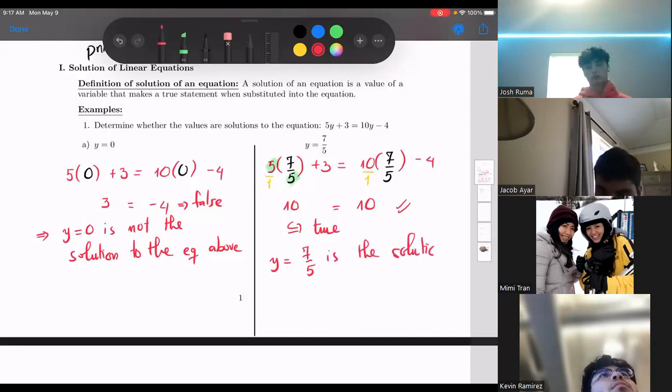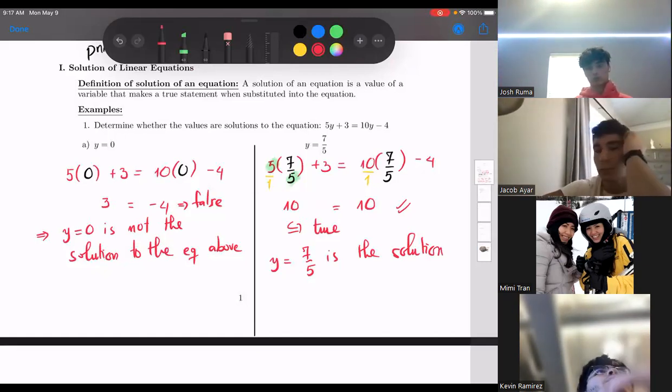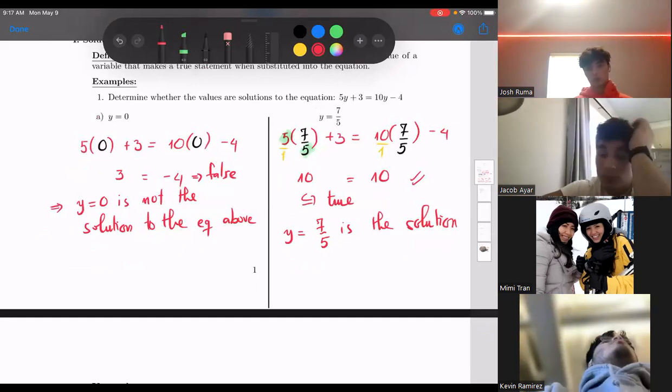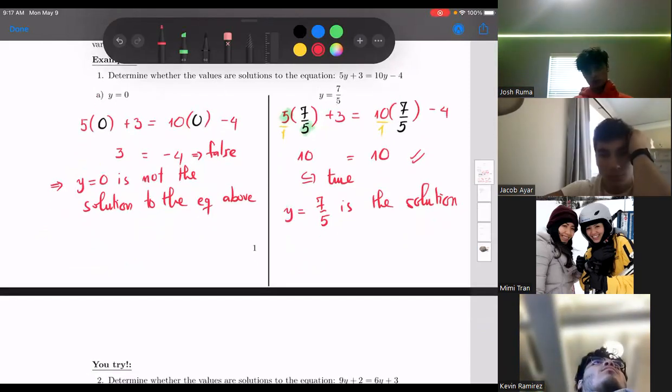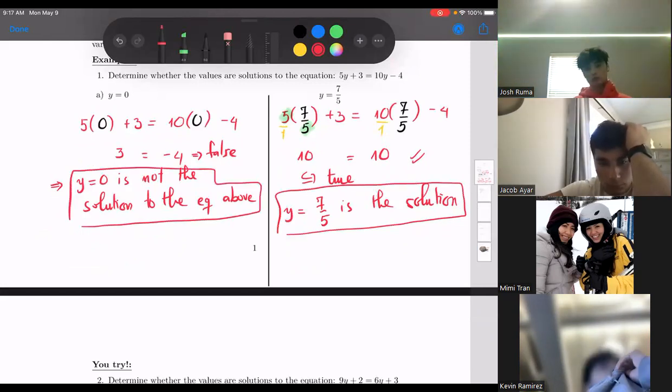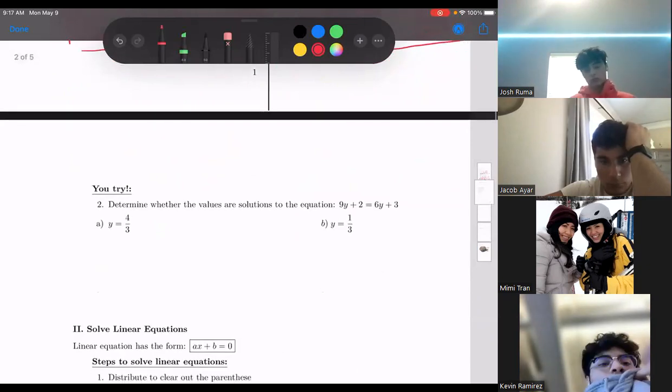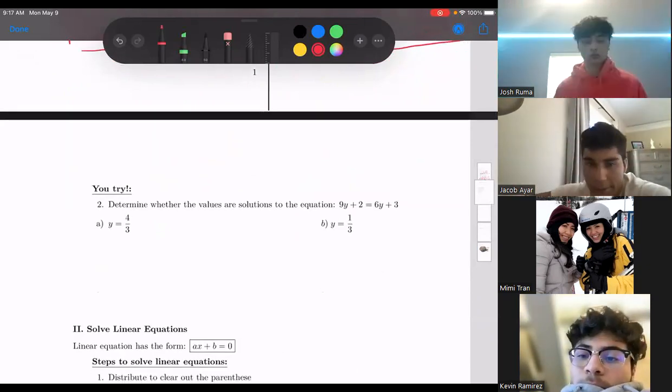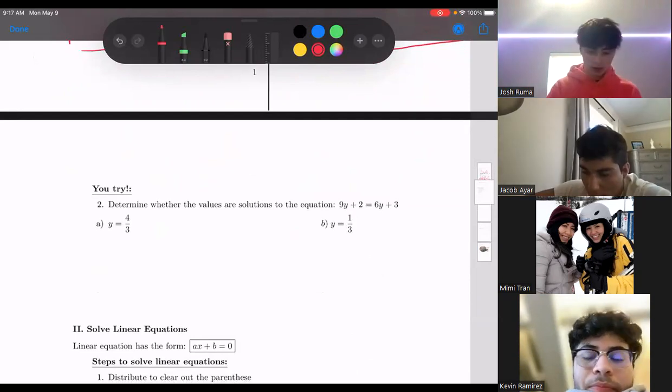On the exam, I'm gonna have one like this. I ask you if something is a solution of the equation, you plug it in, right? And you tell me whether it is or is not. It's easy point. Why don't you guys try this one, number 2? Put your answer in the chat, people from Zoom, because you don't have to show me all the work. You tell me whether A is a solution or not, or whether B is a solution or not.